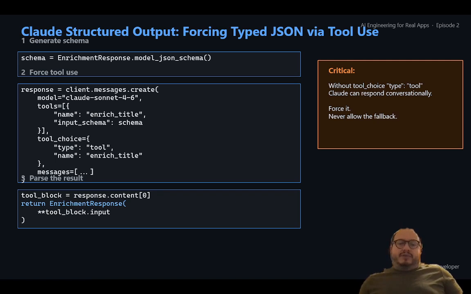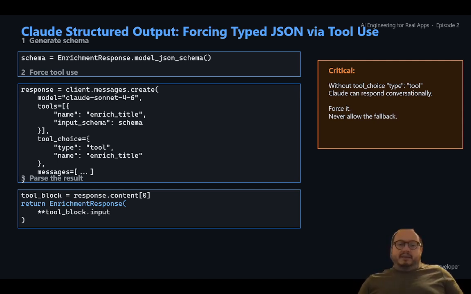This is meaningfully different from prompt engineering your way to JSON. With prompt engineering, the model might comply 95% of the time. That 5% is your production incident. With tool use, the model is constrained at the protocol level. If it cannot produce output matching the schema, the API call fails, which is information, not a silent bad result.